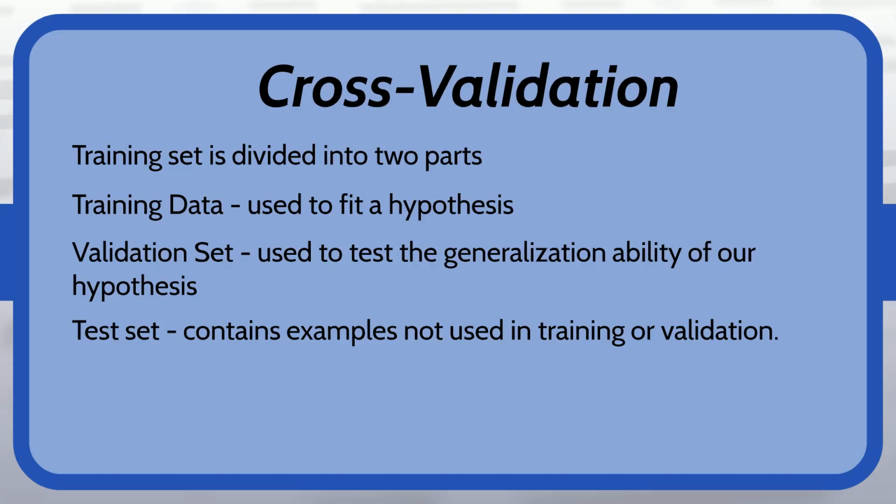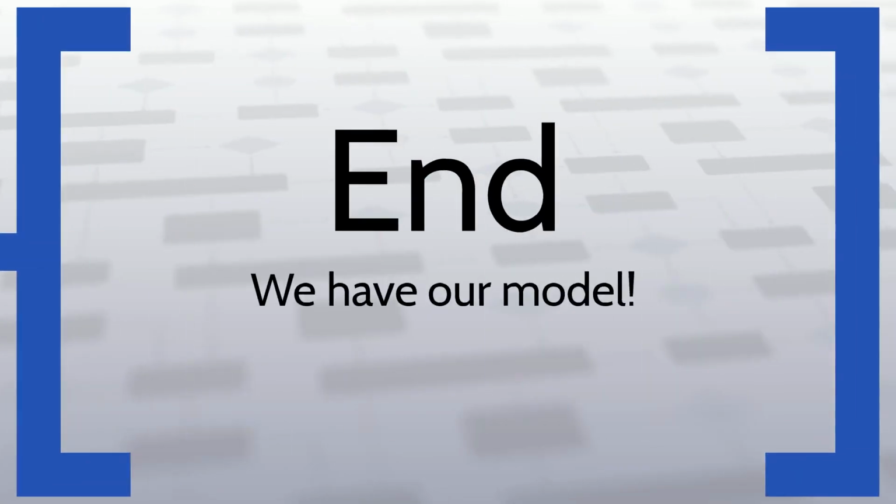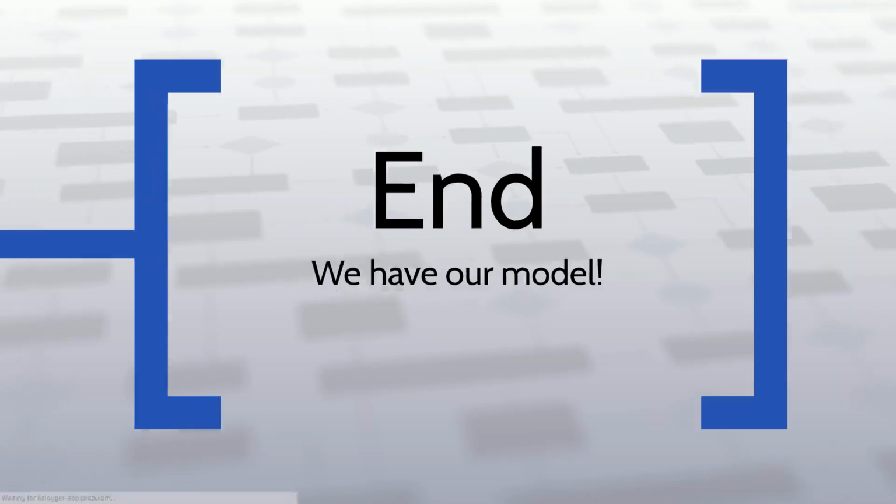The training data to fit a hypothesis, the validation set to test generalization ability and make sure that we have picked the right hypothesis class, and then ultimately a test set to demonstrate the amount of error. So this is going to bring us to the end. We have our model once we've done this process.